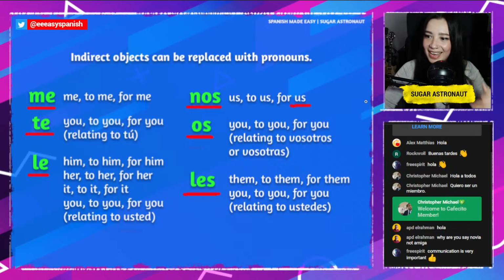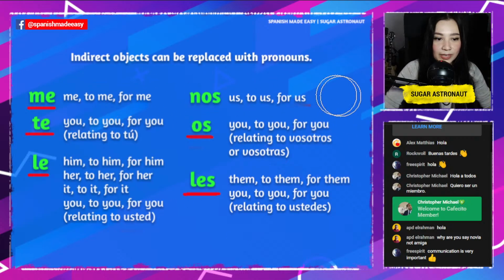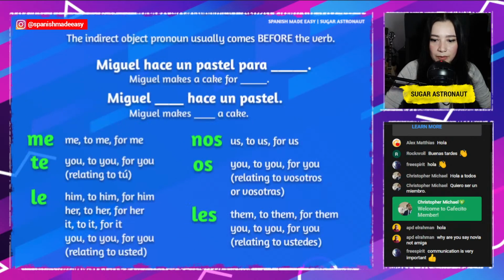I agree. Okay, so now let's use these pronouns in some sentences and see how they work. You need to follow a few rules when using these pronouns, and we will learn the most important ones. The indirect object pronoun usually comes before the verb. So if you're going to use any of the pronouns, you need to use them before the verb, usually. You can use them after a verb, but I'll talk about it in a few minutes.